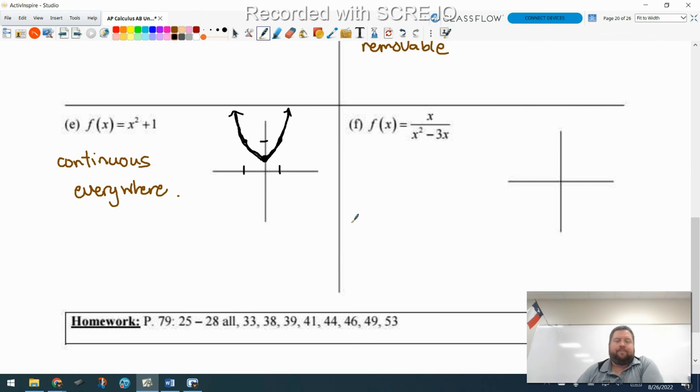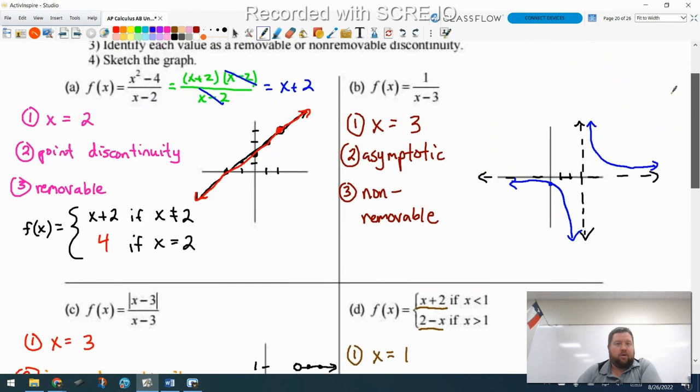All right, last one. Maybe give this one a try on your own before, pause the video, try it on your own, then you can unpause and see how you did. Okay, so what you should have done first is factor. You get x on top, and down here you can factor out an x, leaving you with x minus 3. Okay, the x on top and the x you just factored out can cancel, which leaves you with 1 over x minus 3.